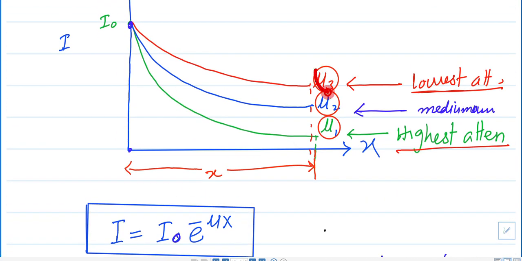Attenuation is an exponential decrease. In this medium, red, blue, and green, all the ultrasound has passed through the same thickness, but attenuation in the first medium is low, so its curve is a little smooth, not that steep. The second one has medium attenuation, and the third one has the highest attenuation. So in this way, the attenuation increases with the medium.